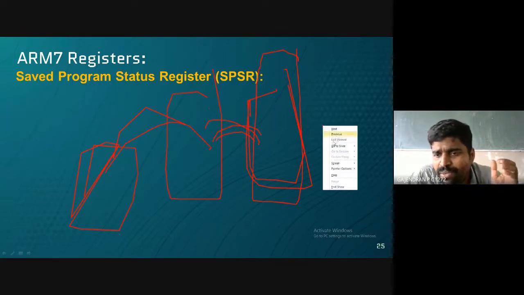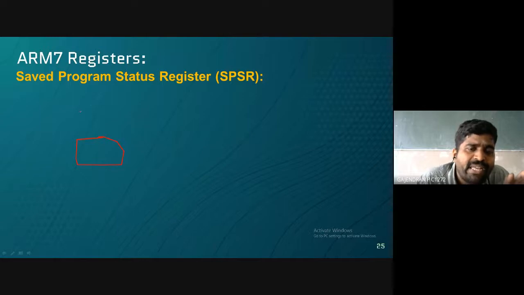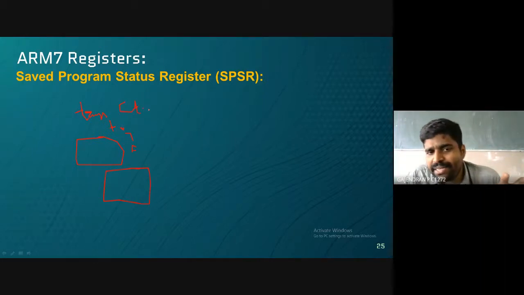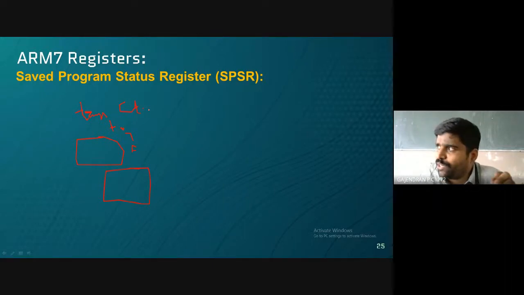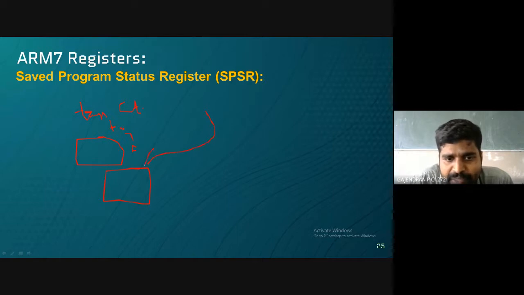Take the current program status. Now I am doing some arithmetic operation. What is the arithmetic operation? We are taking some temperature data, converting it into degrees Celsius or Fahrenheit, and displaying it. This is our current program. Suddenly your temperature threshold is exceeded and an interrupt is generated.